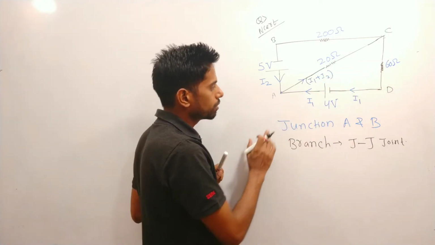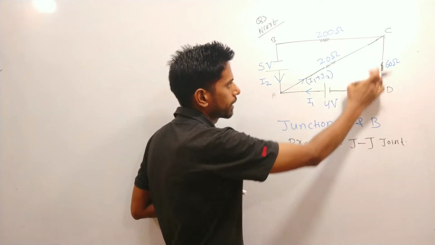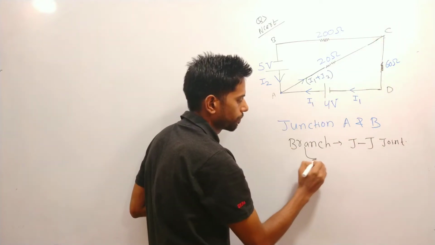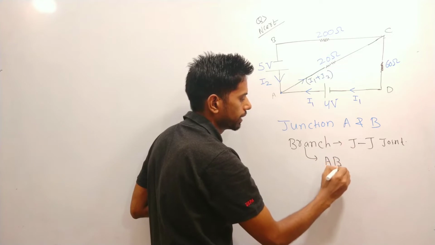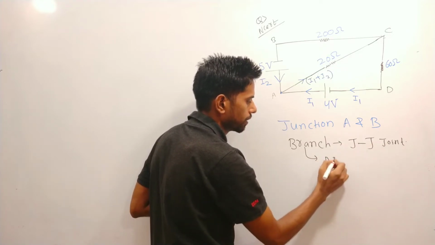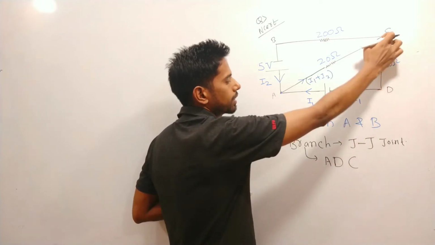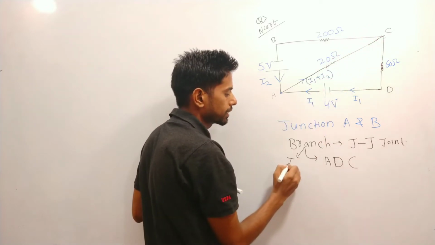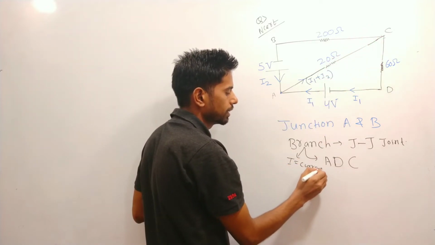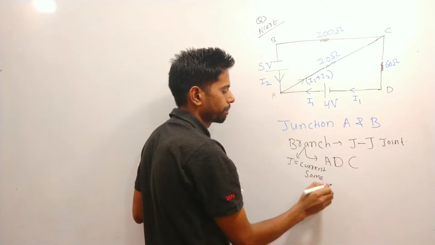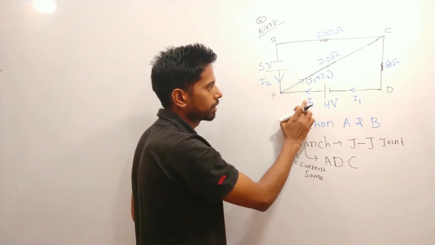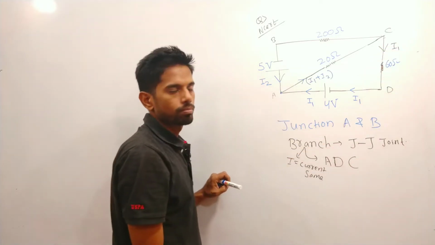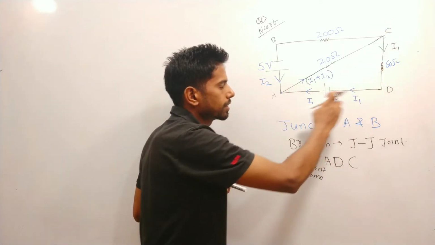So how are the wires connected across the junctions? Through ADC. So the first branch is ADC. And one thing is very important: in any branch the current is the same. I1 current is flowing here, here also I1, here also I1. Throughout the branch the current is the same.